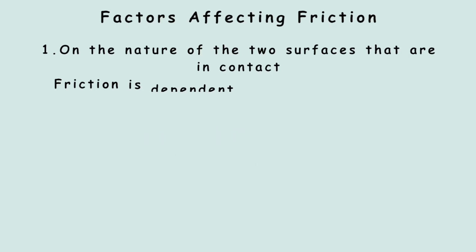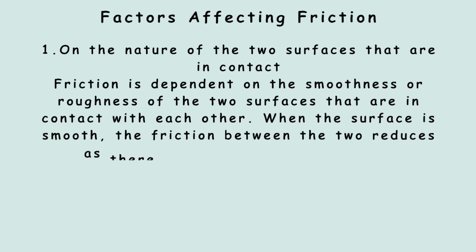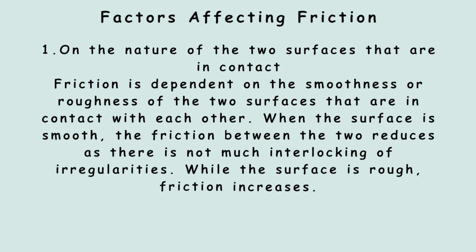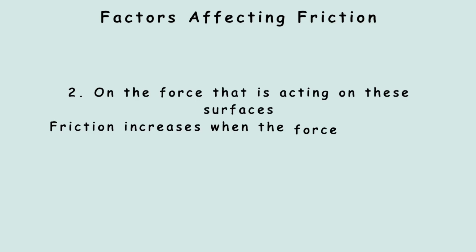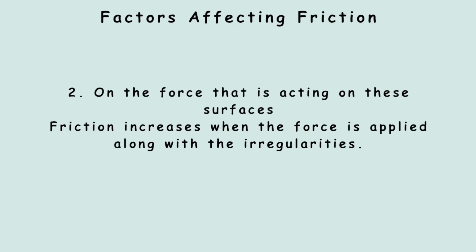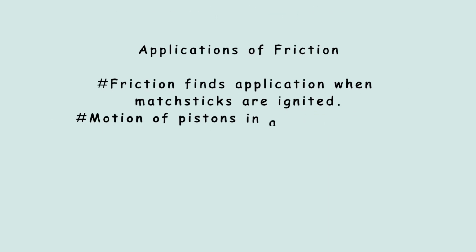Okay, now we need to understand the factors affecting frictional force. It depends mainly on two factors: the smoothness and the roughness of the surfaces. For smooth surfaces, irregularities will be less. For rough surfaces, irregularities will be more. For a smooth surface, friction will be less. For a rough surface, frictional force will be more. And it also depends on another factor, that is the weight of the object.